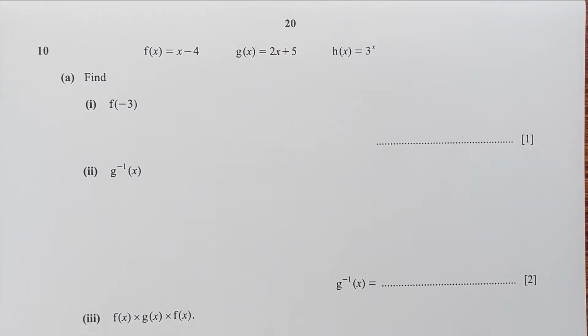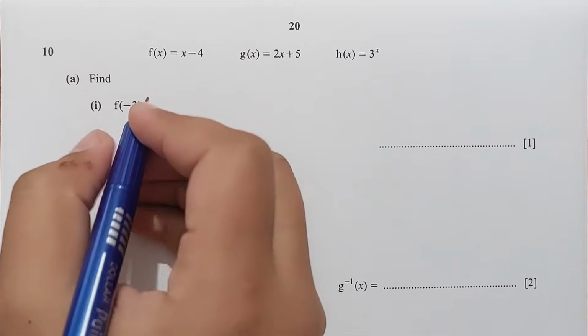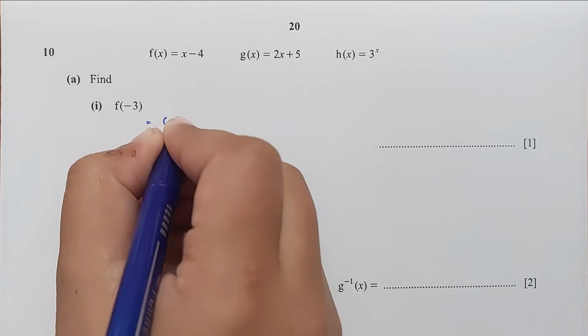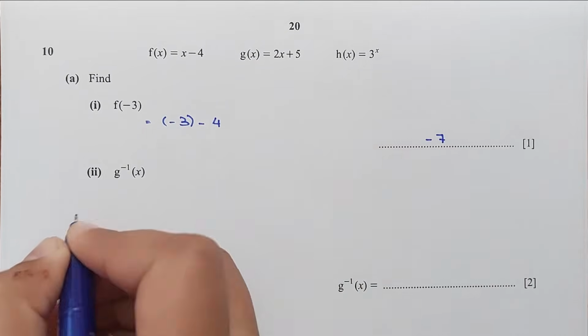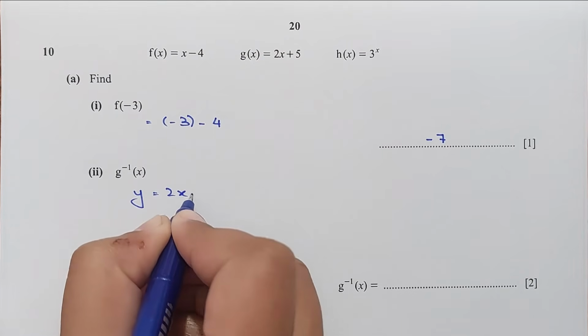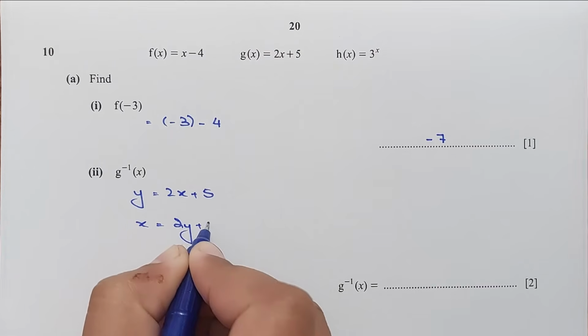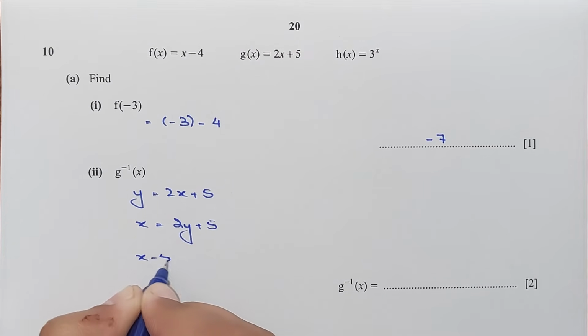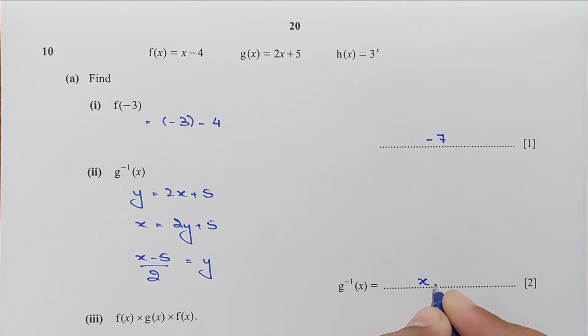Question number 10, we have 3 functions f, g, and h. Now part A, find f of negative 3, which is minus 3, minus 4. This is minus 7. Now for part B, g inverse of x. So y is equal to 2x plus 5, and x is equal to 2y plus 5, and x minus 5 divided by 2 would be y. This is g inverse of x, x minus 5 by 2.